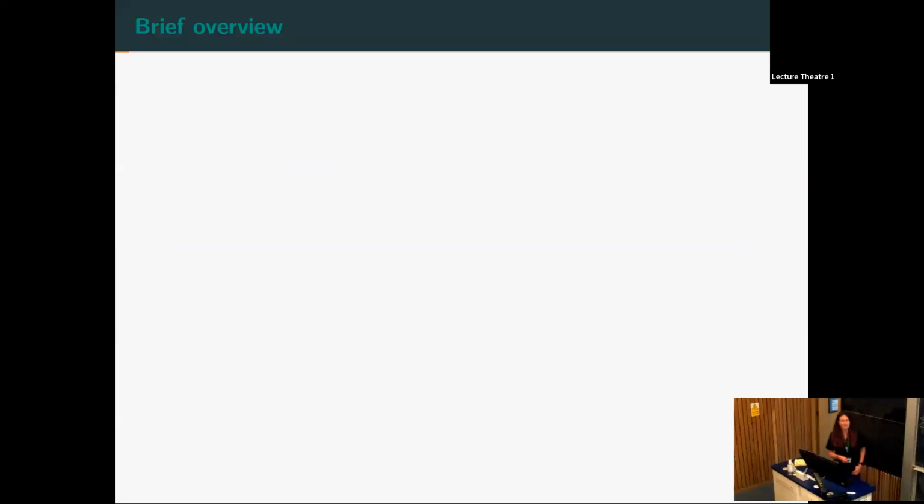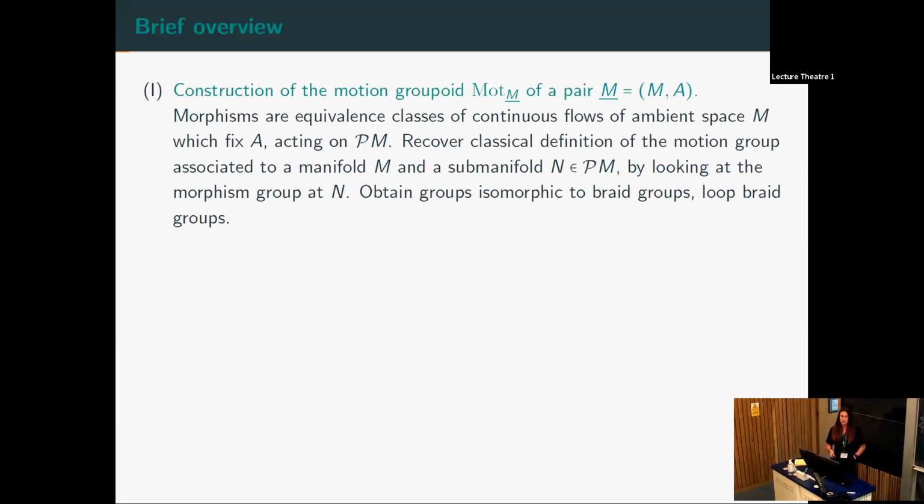Okay, so I'm going to start with a brief overview of everything that I'm planning to say. The first thing I'm going to talk about, which is going to be the vast majority of the talk, is the thing we're going to do in the most detail. For any pair consisting of a manifold M and a submanifold, for example the boundary, so some fixed submanifold, we can construct the motion groupoid.